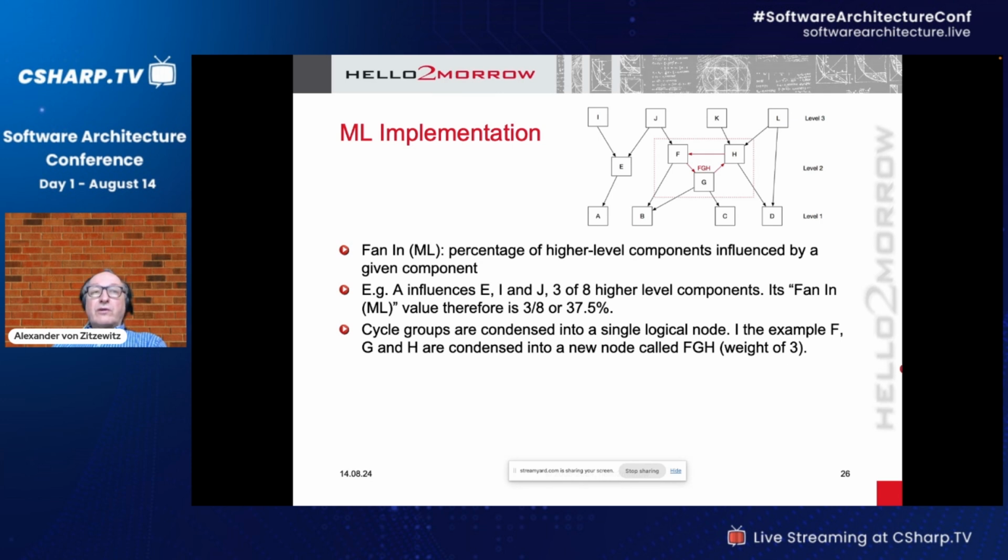Now we have different calculations here. For example, fan-in of this node FGA would be 75% because it's used by J, K, and L, which is 75% of those higher level nodes.